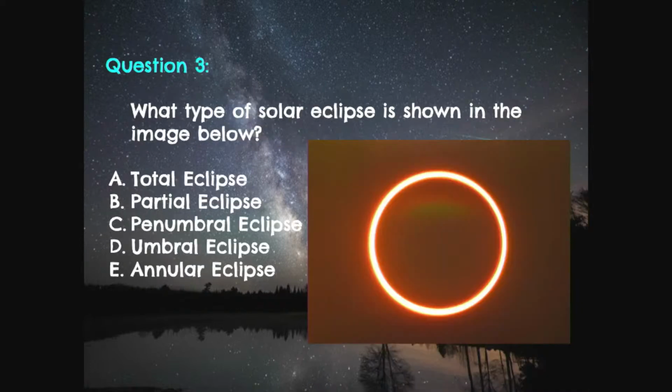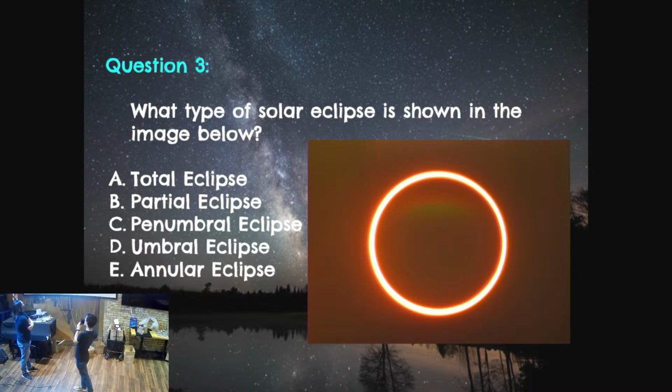Question 3. What type of solar eclipse is shown in the image below? A, a total eclipse, B, a partial eclipse, C, a penumbral eclipse, D, an umbral eclipse, or E, an annular eclipse. Caleb has mentioned this eclipse many times. It will occur here in San Antonio. That's all I know. Which type of eclipse is this? Ready to go? Everybody good?